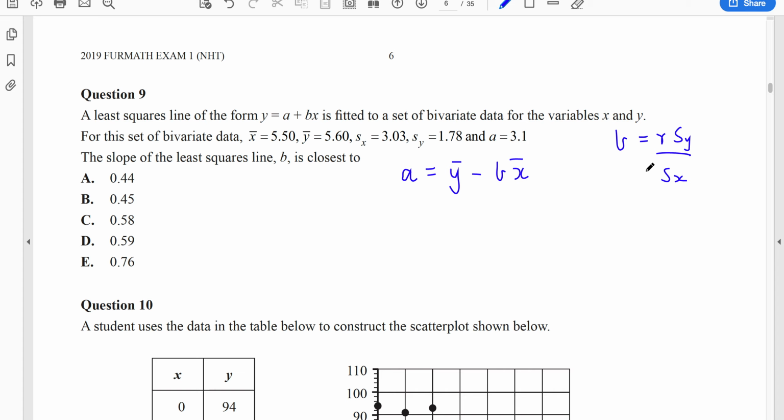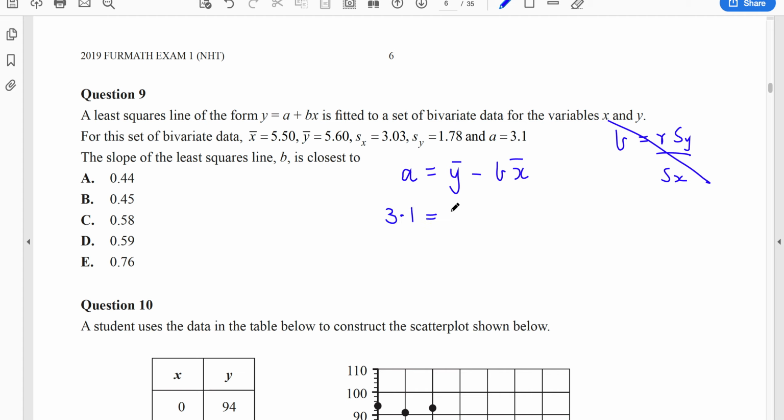They've given you this information, SY and SX, but they haven't given you R. We don't have R anywhere in this information here, so we can't actually use that to get the slope. What we can use though is this one, because they gave us A, which was 3.1.